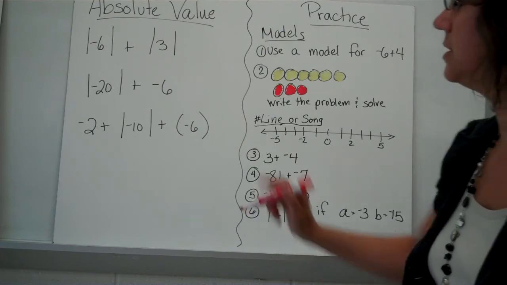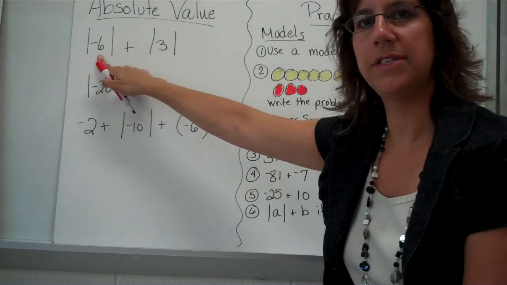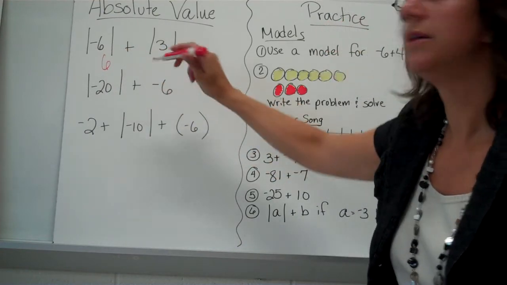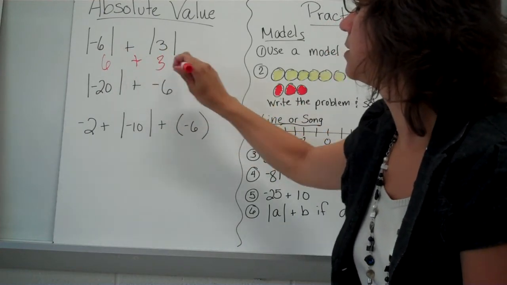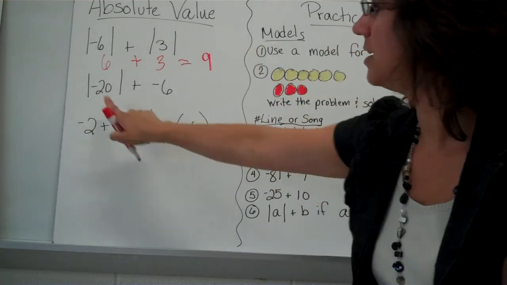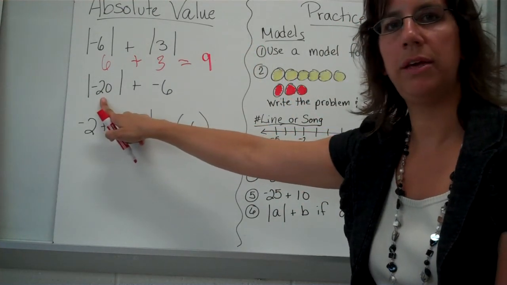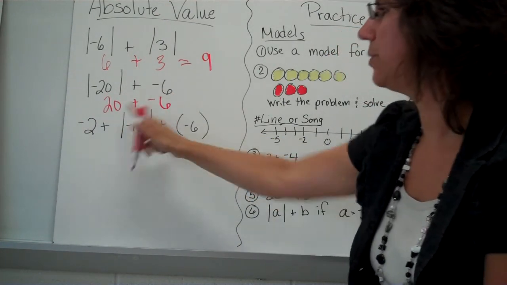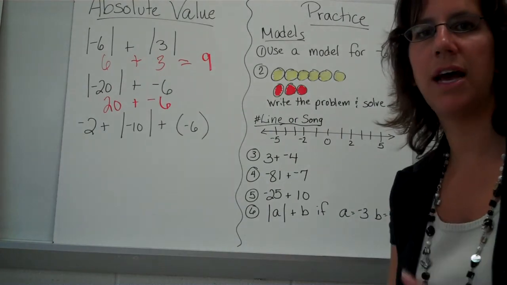Okay, great. Let's see. Absolute value of negative 6 is 6. Good. Absolute value of 3 is 3. What is 6 plus 3? 9. All right. Absolute value of negative 20. All right. Now here we have a situation where the signs are different.